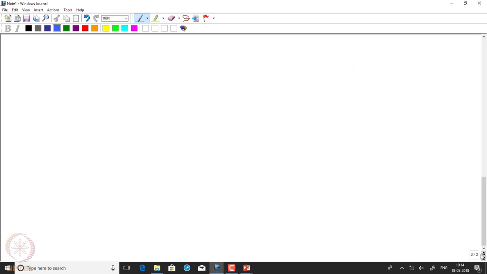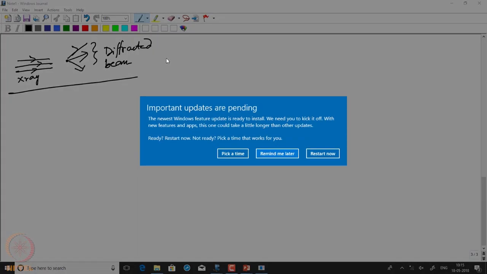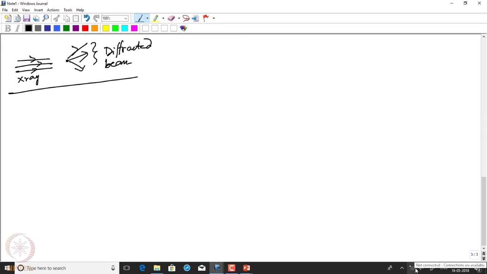Suppose we have a crystal here and X-ray beam is impinging on the crystal and it diffracts in all possible directions. So, when such things happen, multiple waves are scattered at various directions. So, then we need to understand how these waves are superposing. So, we need to understand a little bit of superposition of waves.